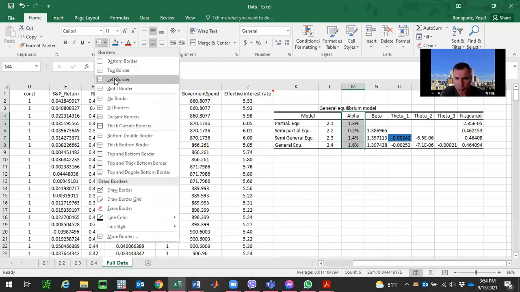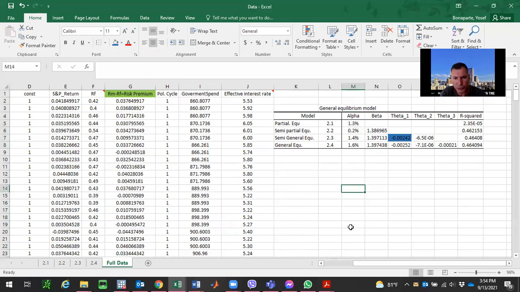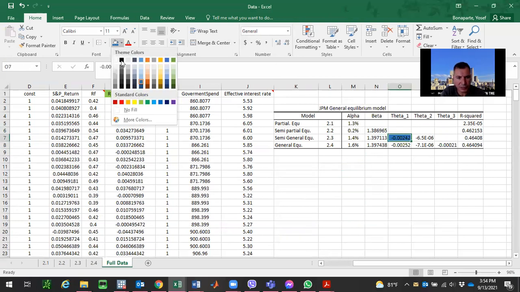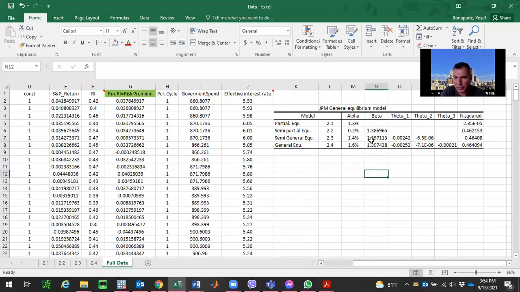I want you to do a general equilibrium model. I want you to choose a different company than JP Morgan. This is a JP Morgan general equilibrium model. So I want you to do a different company and report this table for me. We'll see if some companies are biased for Democrat, some companies biased for Republican, some companies biased to interest rate. So we're going to see the sensitivity.